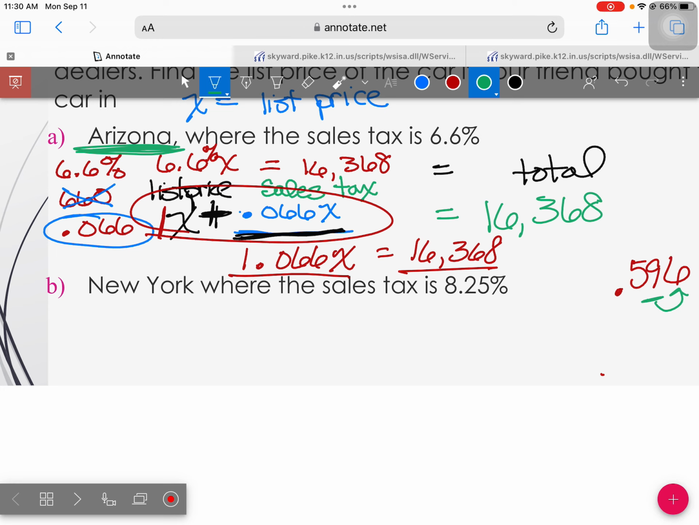So see if you can work on that second problem on your own in a similar fashion.